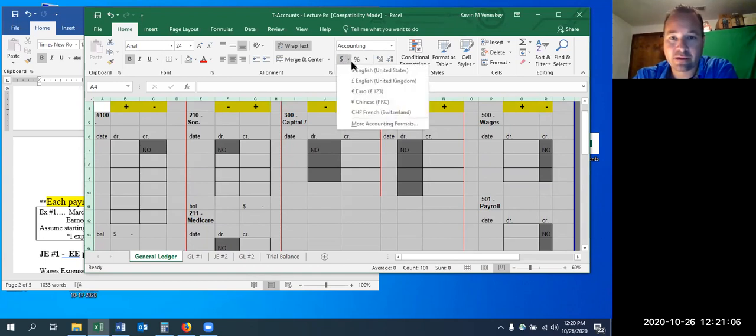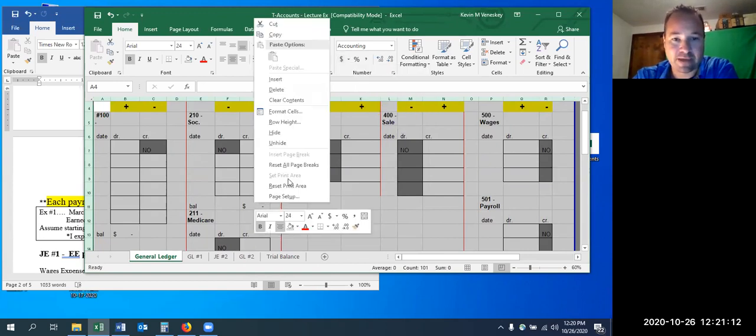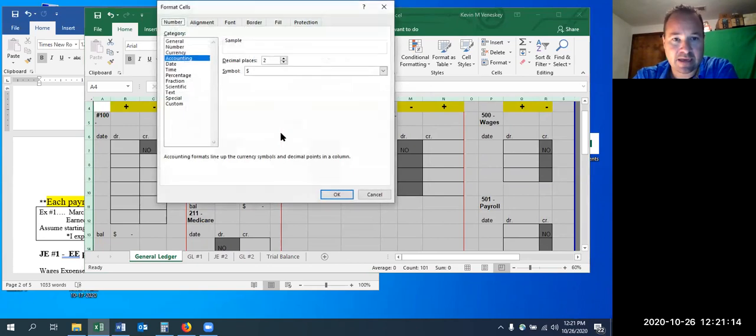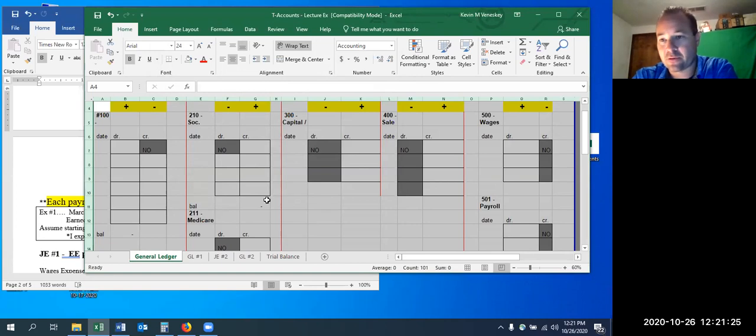So I come over here and I click, well, actually, I think it's easier to go into format cells and then click none. And then if I don't want it to have any decimal places, I can change that. For this one I do want it to have decimal places, but I could change it here as well. So now it takes away that dollar sign.